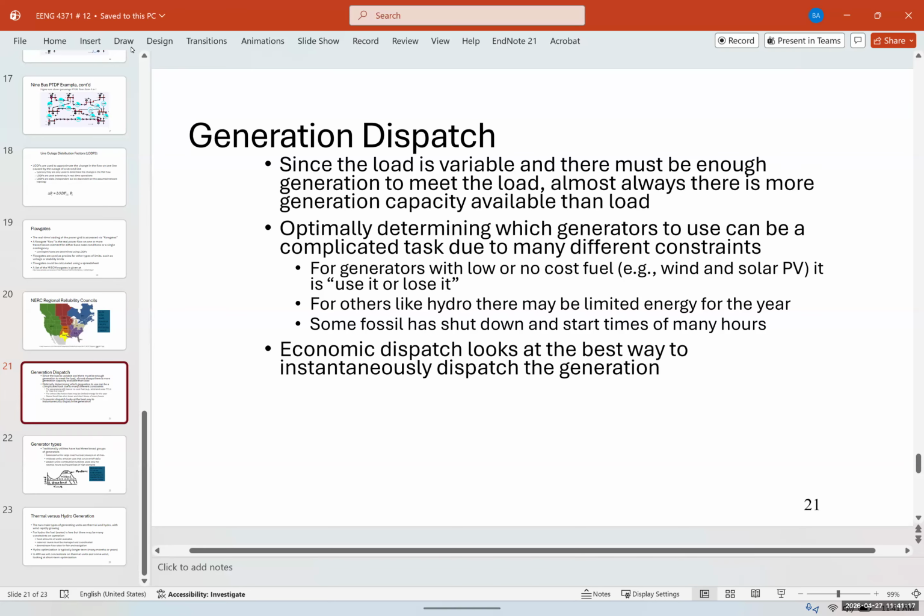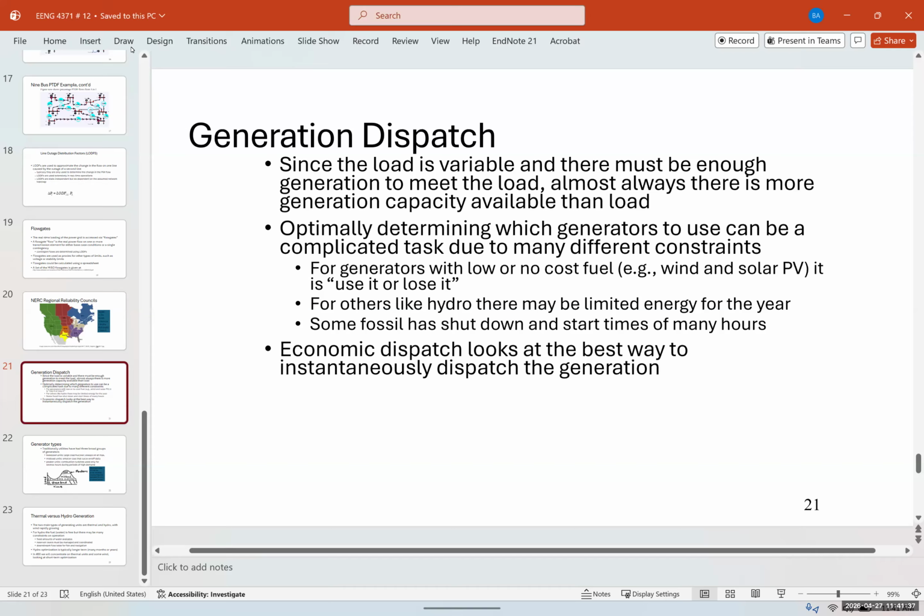For those reasons, economic dispatch is a very important part. And as I mentioned, for wind and solar, the answer is very simple. We use whatever is available because it's very cheap and you don't need fuel for it.